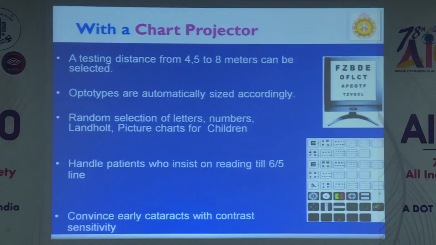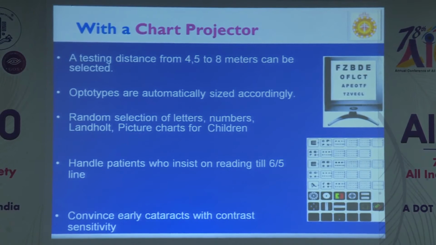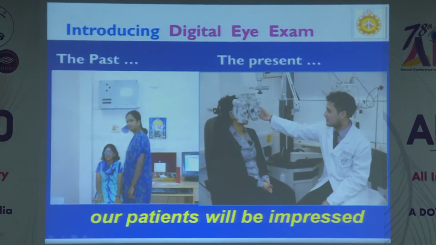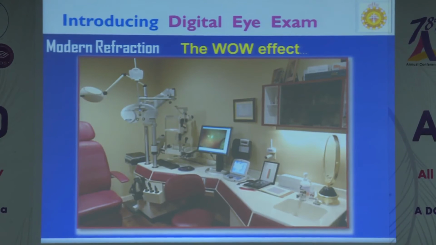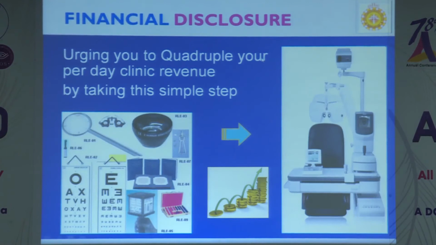You can block the lines also, so the patient will not insist on the seventh line of 6x6. So introducing digital eye examination should be done. Our patient should be highly impressed seeing this. All these gadgets can be incorporated in your clinic. When your patient enters a clinic, they should have a wow effect. The importance is that if they came with 200 rupees, definitely they will give 300 or 500 rupees. So that's the effect.